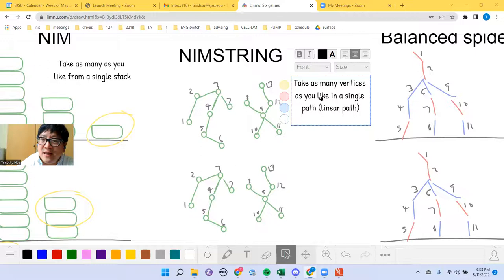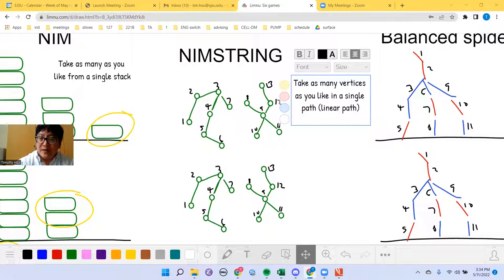So you can take as many vertices as you like in the simple path, right? In a simple path, exactly right. So which number of vertices do you want to pick? So they are a forest, right? There are two trees, right? Correct. I can take as many as I like, and then they disappear from the tree, right? Correct. And all the edges connected to them disappear, but not the vertices that are connected to those edges. So if I disappear 2, 3, 4.